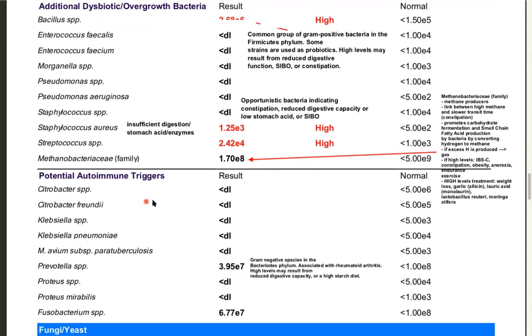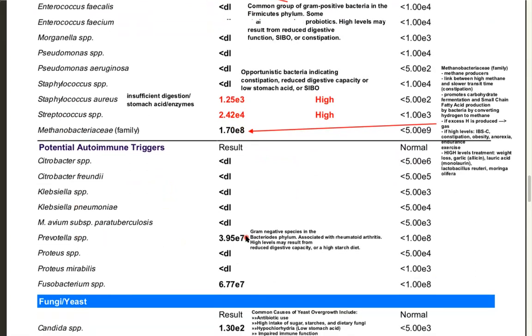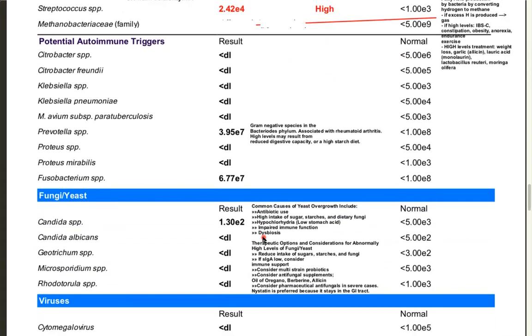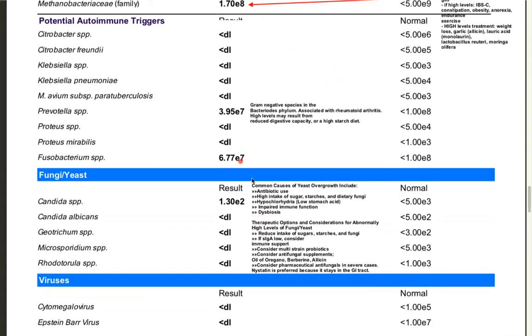So this section is our potential autoimmune triggers. Prevotella specifically is a gram-negative Bacteroides phylum bacteria that is associated with rheumatoid arthritis. And high levels can result from, again, reduced digestive capacity, or if someone has too much starch or too much refined carbohydrates in their diet. And so we're going to try to make sure that there's resistant starches in the diet, more fruits and vegetables in the diet to control that.